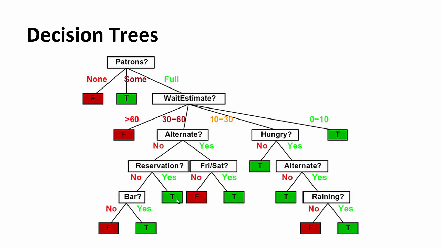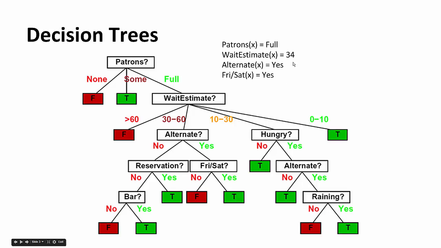So for example, imagine if I had a training point that looked like this, where patrons, weight estimate, alternate, and so on, those are all the features of our training point. Well, basically we're just going to go through and follow our feature classifications. So here patrons is full, so I'm going to take this rightmost branch. Weight estimate is 34, which is between 30 and 60, so I'm going to go down this branch. Alternate is yes, so we're going to go down here. Friday, Saturday is yes. So now we're going to go down this right branch again, and we're going to end up at this leaf node.